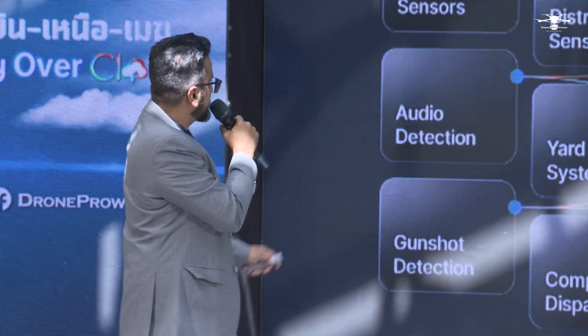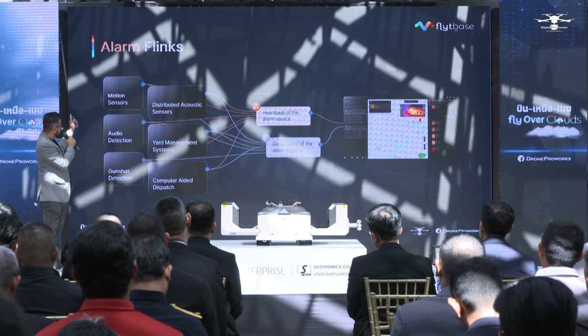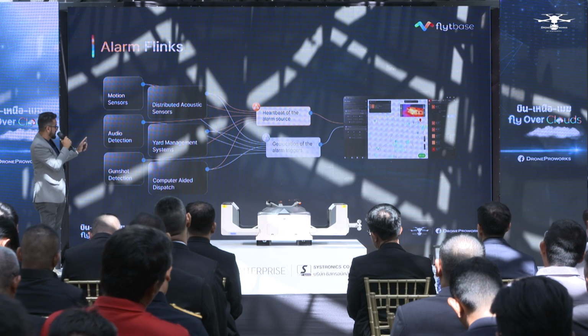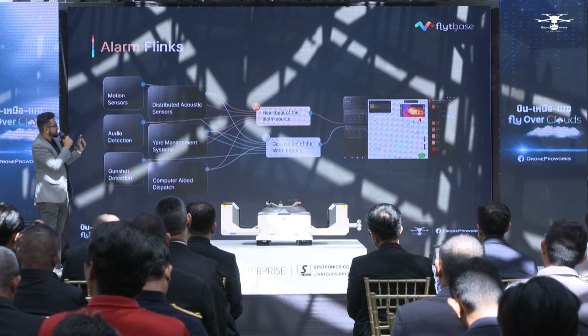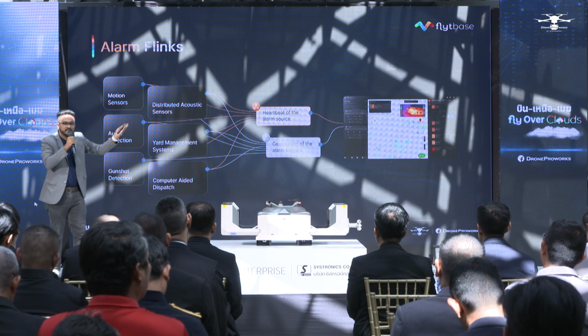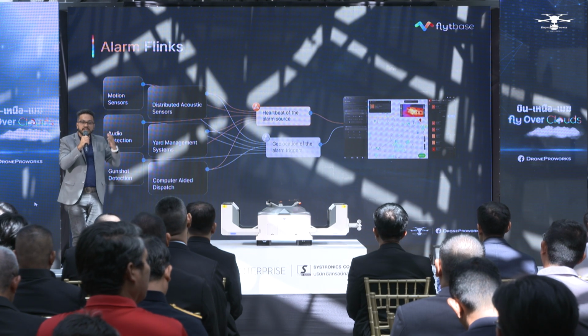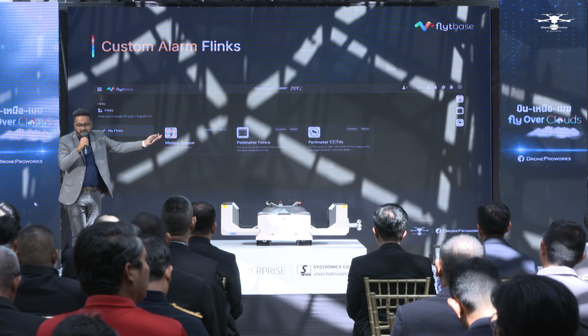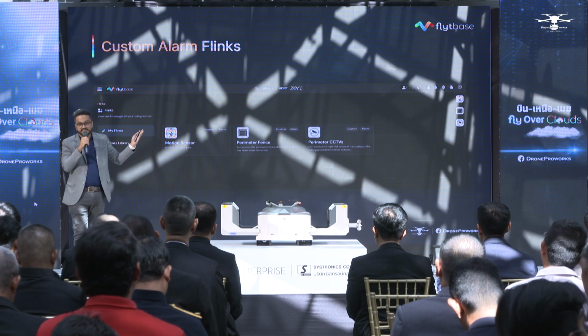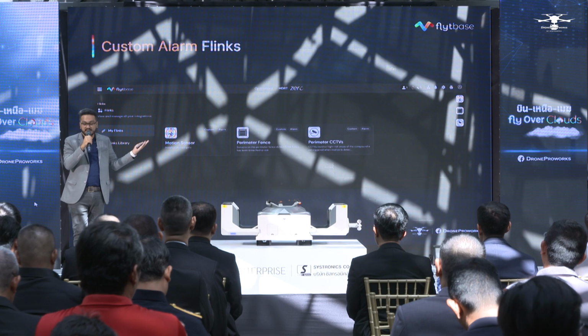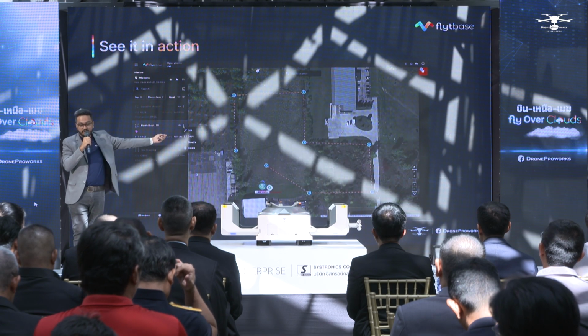With alarm Links, you can integrate motion sensors, audio detection sensors, gunshot detection, computer-aided dispatch systems, yard man systems, distributed acoustic sensors, and so on. FlytBase would hear these sensors and could send the drone to that location. You can integrate things like a motion sensor, perimeter fence system, perimeter CCTV systems, and so on. So let's take a look at this quick video.